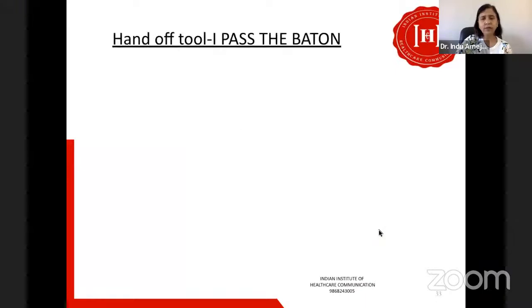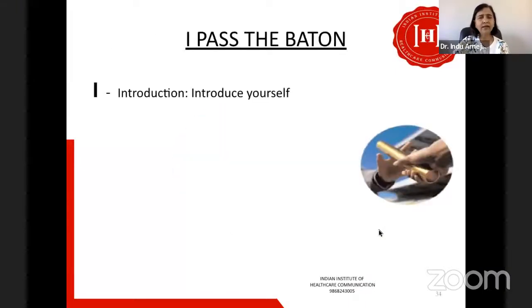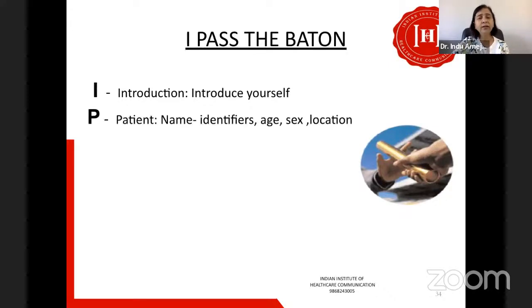So I'll quickly talk about ISBAR because that's really used very often by healthcare organizations. But then there are many more. For example, if I talk about I pass the baton. So in this, I is introduction, that is, introduce yourself. There's an acronym actually. I pass the baton is an acronym. P is tell about the patient, the name, age, sex, and where the patient is, which ward, which room.